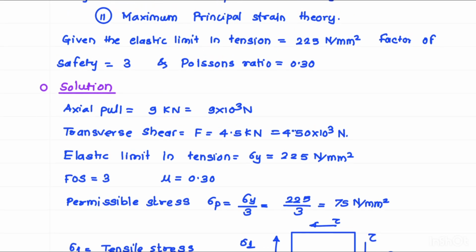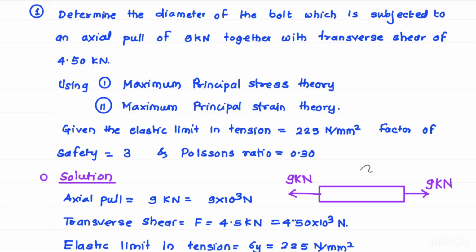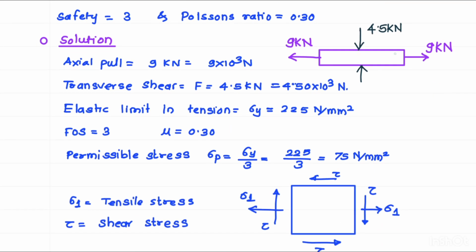So the problem here is you have a bar which is subjected to an axial pull of 9 kilonewton in this direction, and you have the shear force acting in the transverse direction, which is 4.5 kilonewton. And we are interested in calculating the diameter of this bar.